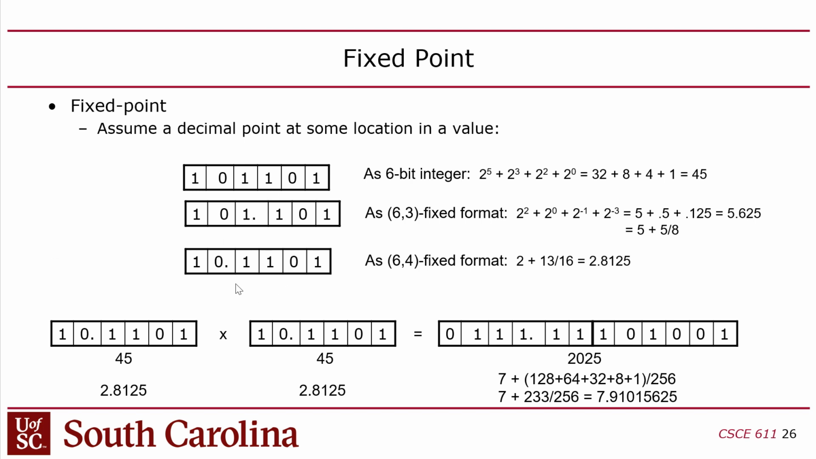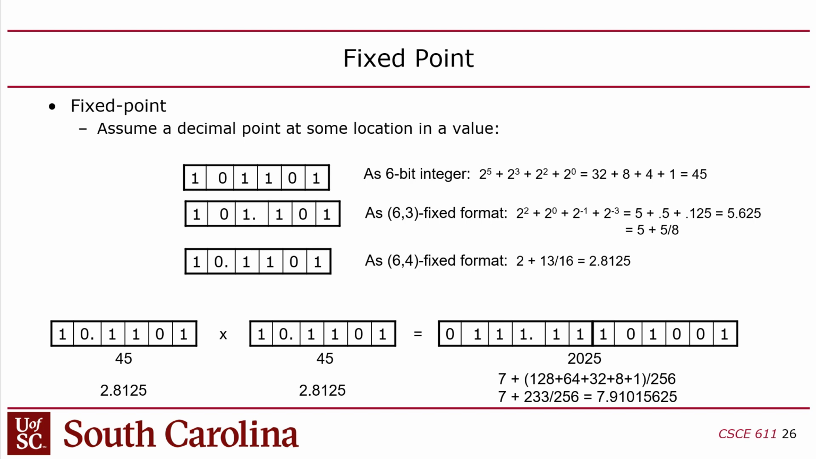The same value, though, if we increase the number of fractional bits to 4, would be different, because then the non-fractional bits would be 10, which is 2, and the fractional bits would be 1101 in binary, which is 13. And since there are 4 fractional bits now, the fractional part are 16ths. So assuming this is an unsigned number, this is 2 and 13/16, which is 2.8125.